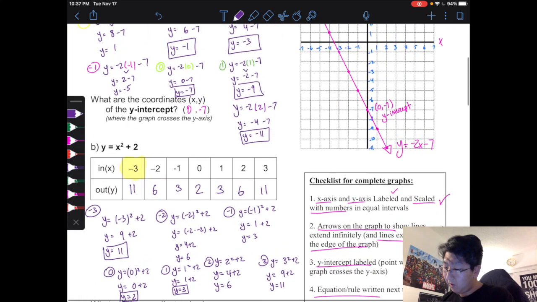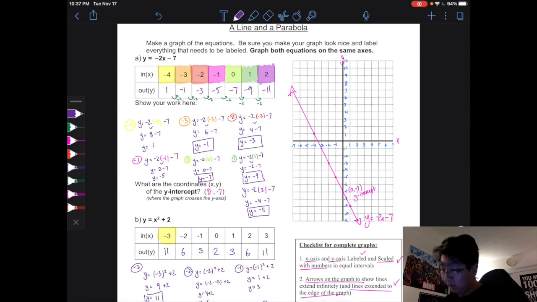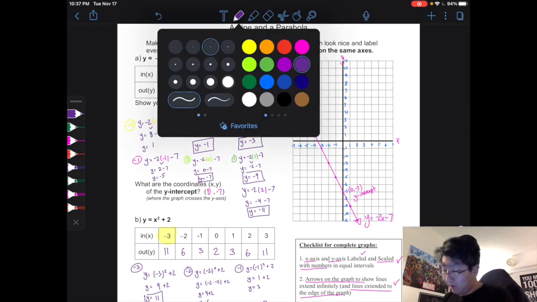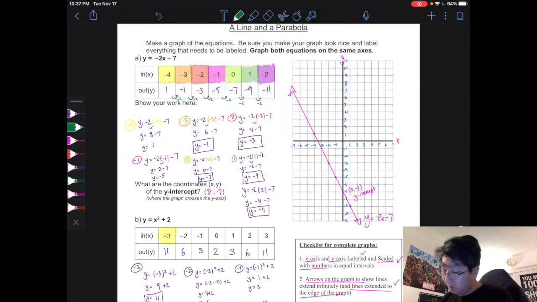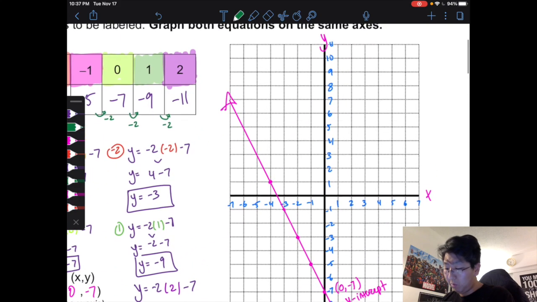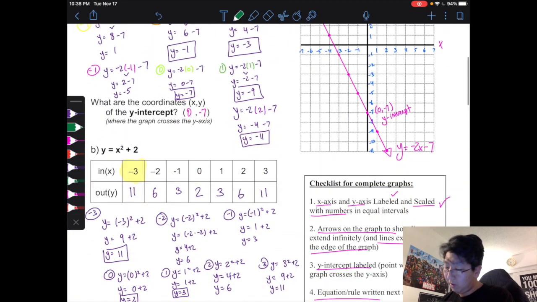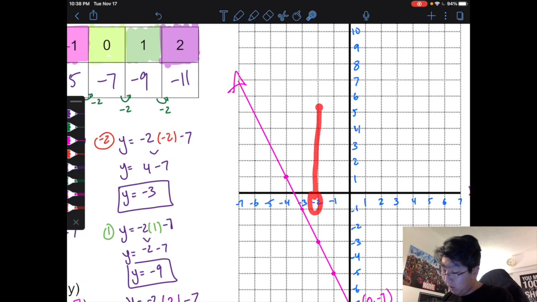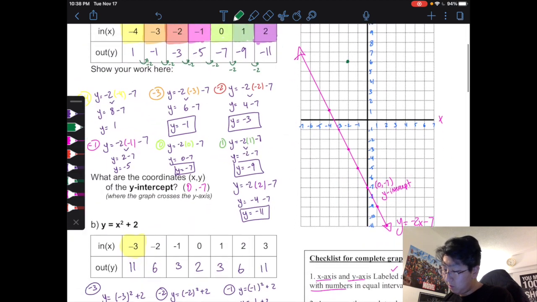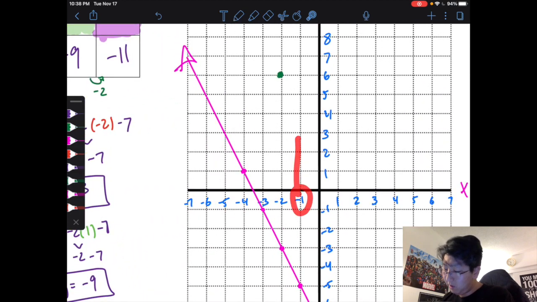So let's go ahead and graph these right here. Let's do a completely different color than pink. Let's go green. So my x value is going to be negative 3. Y value is going to be 11. Negative 3, 11. So that's going to go all the way up here. Negative 2, 6. So negative 2 will go up to 6. Negative 1, 3.